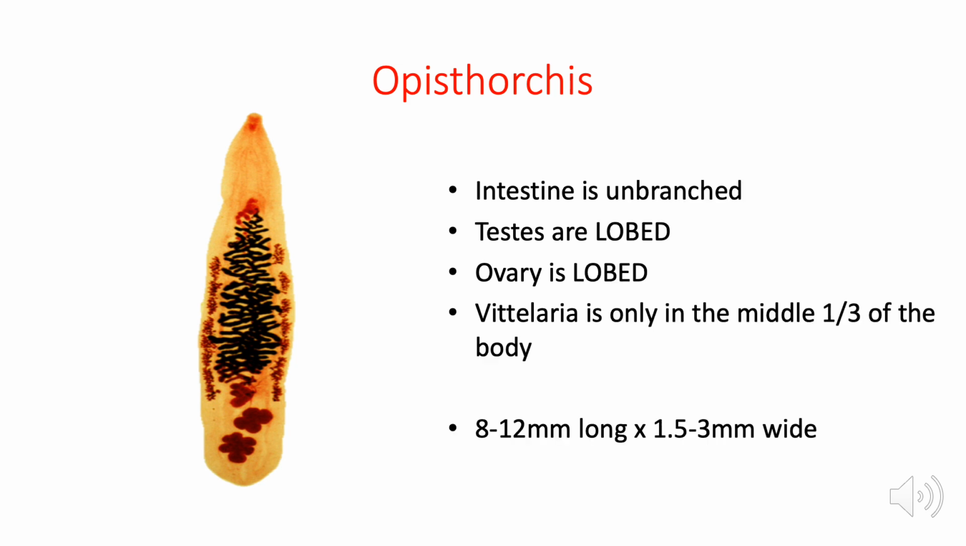So these are the answers to the fill in the blanks. Opisthorchis adult worms are generally smaller than Clonorchis, because the Clonorchis worm can be as long as 10 to 25 millimeters, while this worm can only be as long as 8 to 12. Clonorchis sinensis can be as wide as 3 to 5. This one can only be as wide as 1.5 to 3 millimeters.